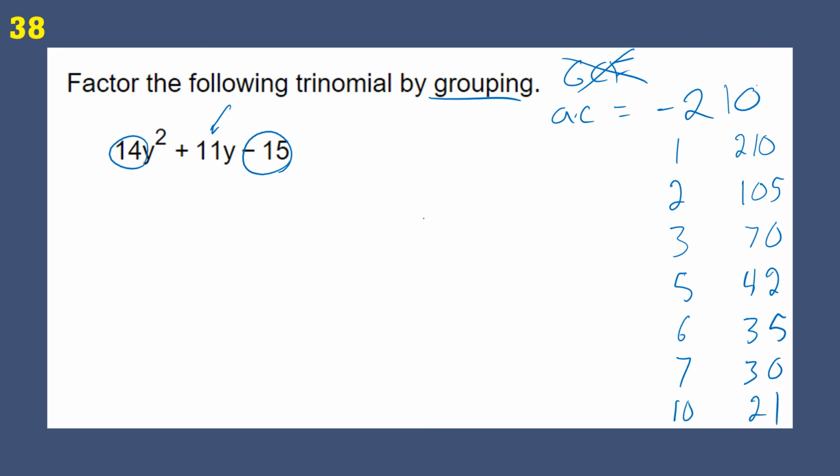And hopefully in here, I've got my 11. So I didn't have to do a lot of guessing, and this can feel like magic if we're just pulling numbers out. But I'm looking for two numbers that when they multiply give me negative 210, and when they add give me 11.